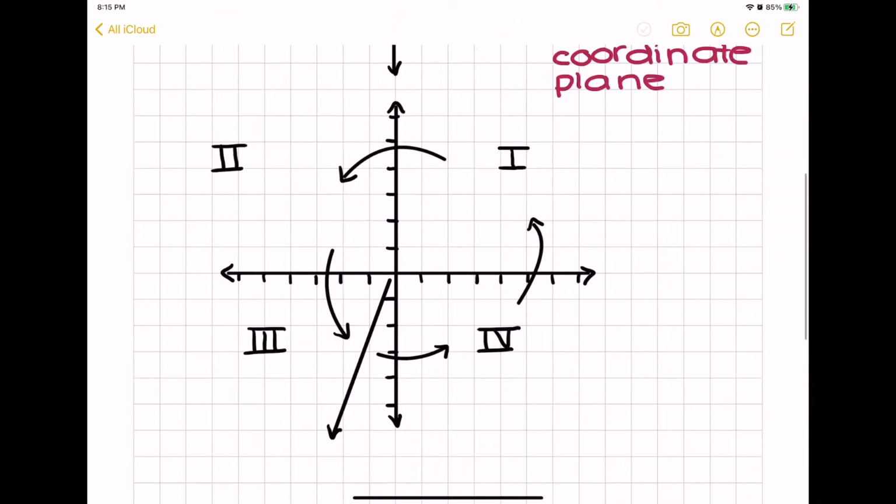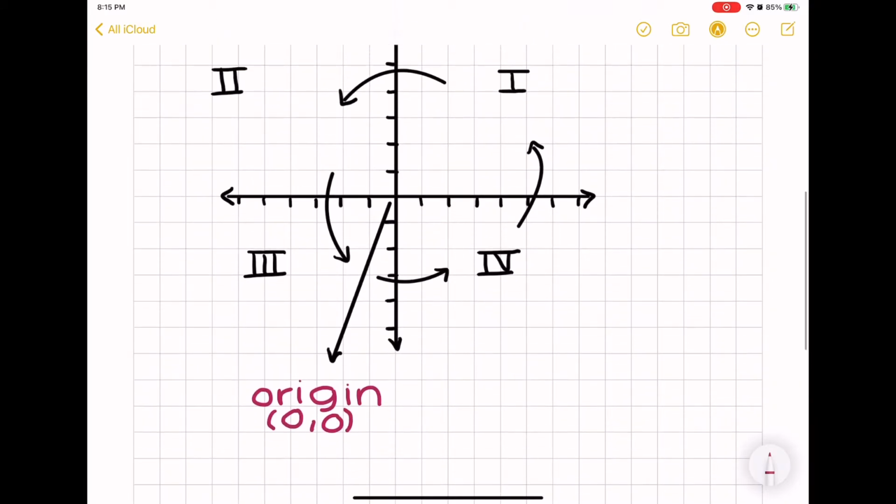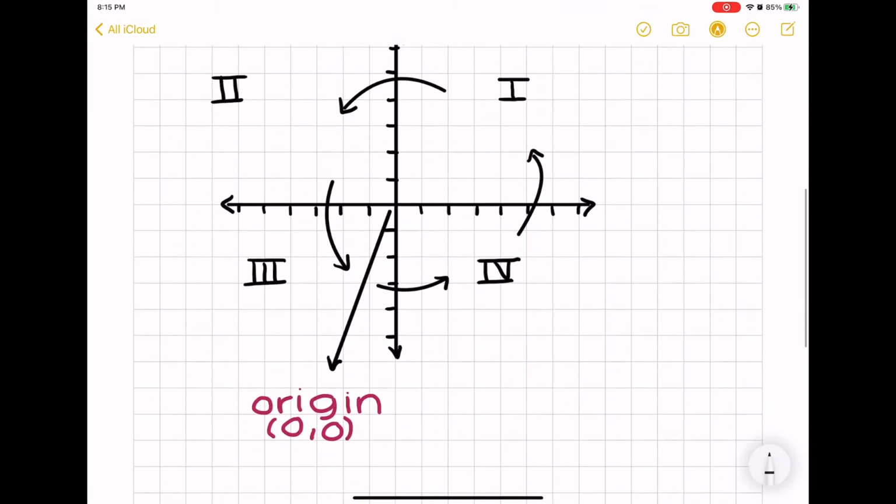Now as you can see, all the lines intersect at one specific spot. And this specific spot is called the origin. And it has the points of 0 and 0.